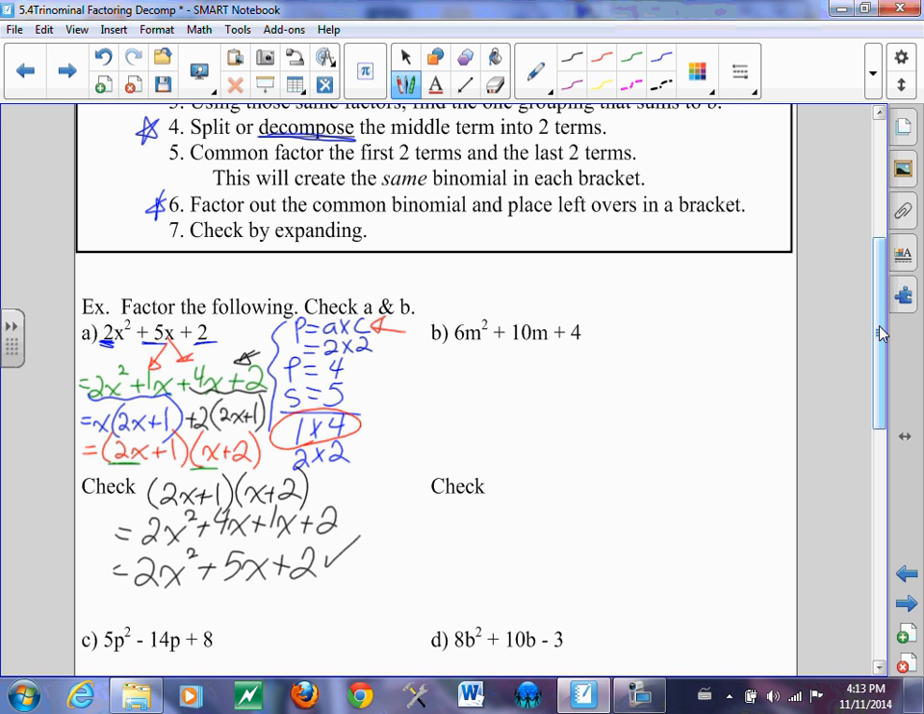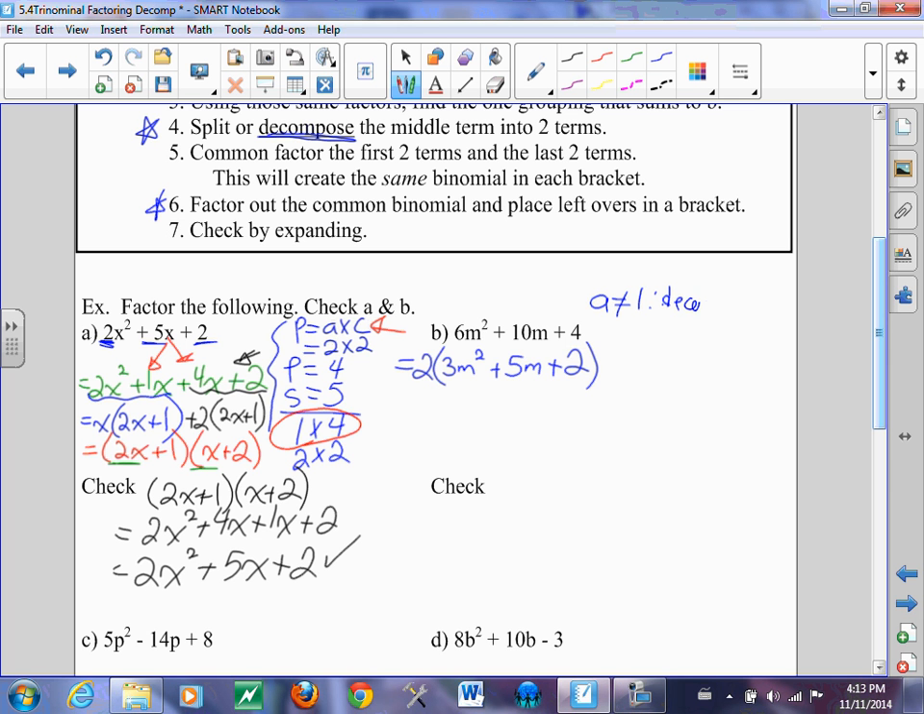Okay. Taking a look at example B. Try to common factor first. Can we common factor out any values? Yes, you can factor out a 2. So I'm going to factor out a 2. So I'm going to be left with 3m squared plus 5m plus 2. So you say, hey, we common factored, but rats, we still have an a that's not equal to 1 in the bracket. So since a does not equal 1, therefore decomp.